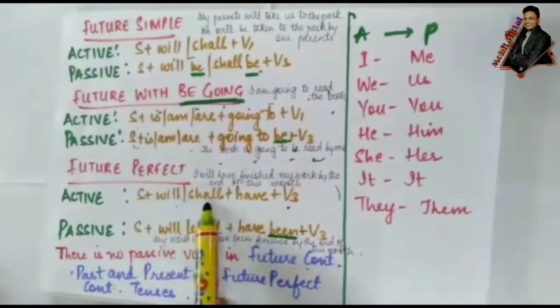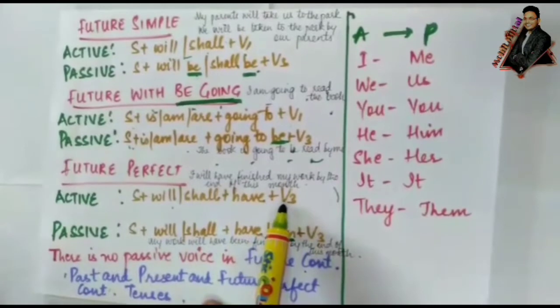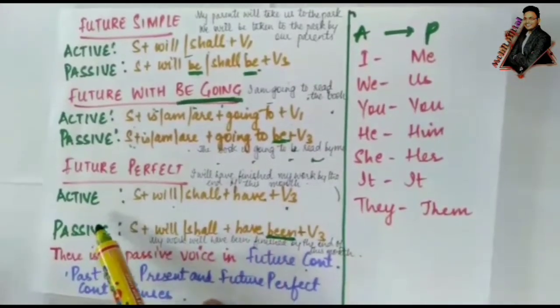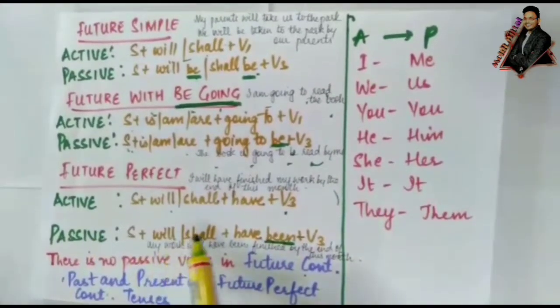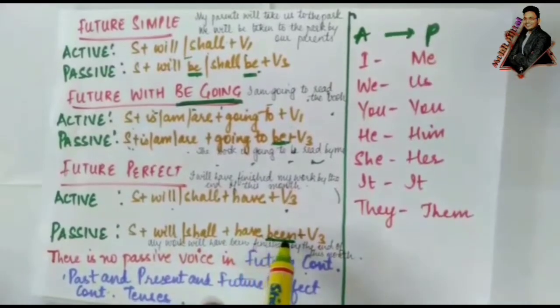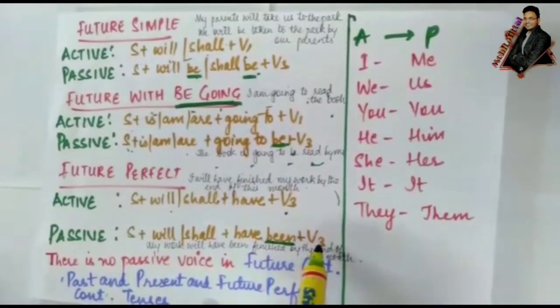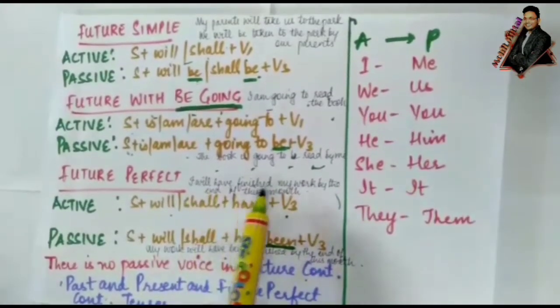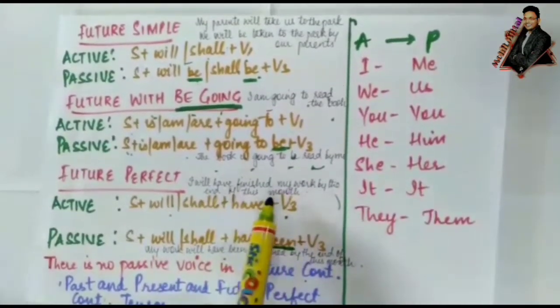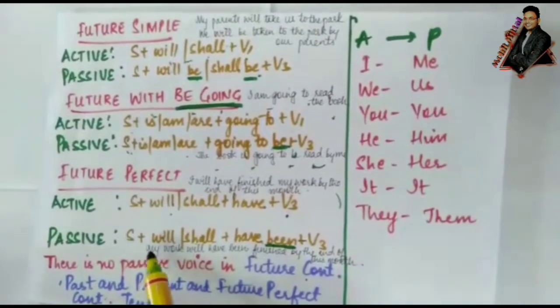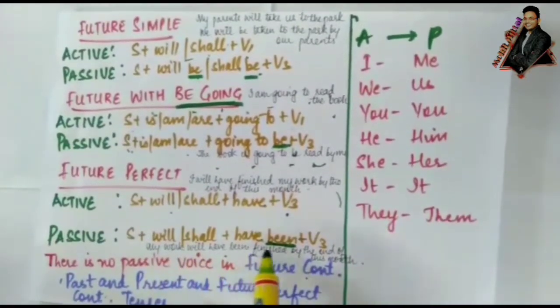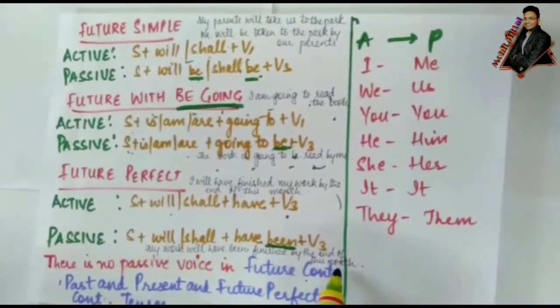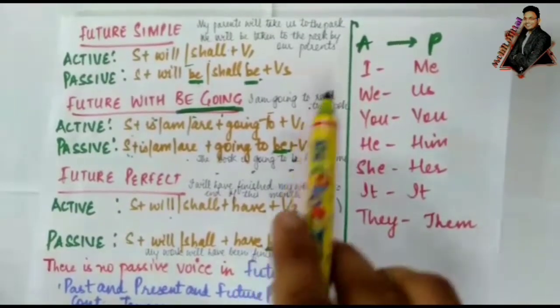Future perfect. Subject plus will/shall plus have plus third form of the verb. And in passive voice, it is subject plus will/shall plus have been plus third form of the verb. For example, I will have finished my work by the end of this month. So in passive voice it will be: my work will have been finished by the end of this month. So this was all conversion.